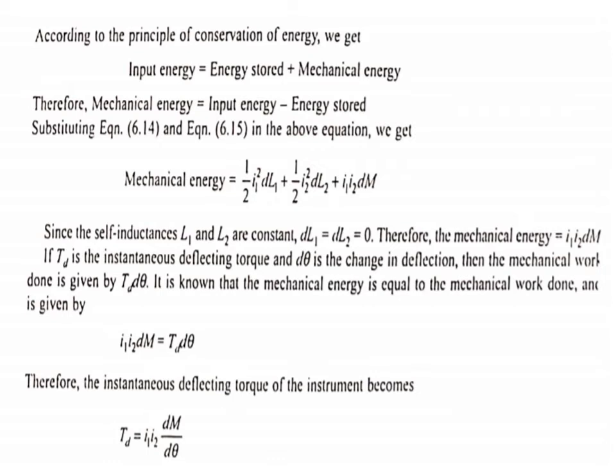Since the self inductance here is a constant, we can assume dL1 = dL2 = 0. Therefore, the mechanical energy is equal to I1 I2 dM. Now, let Td be the instantaneous deflecting torque and dθ the change in deflection. Then the mechanical work done is given by Td dθ. So finally, we can say the mechanical energy I1 I2 dM is equal to Td dθ, and hence the instantaneous deflecting torque is given by Td = I1 I2 dM/dθ. So this is the deflecting torque equation.